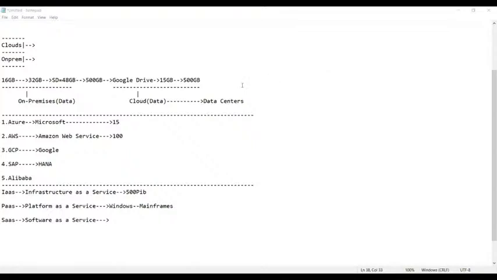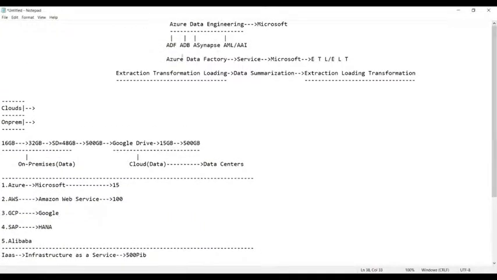Now guys, this point is clear for me, but the next point here is: cloud is clear, everything is clear, but one more thing is not clear, that is called Azure Data Factory. We have not discussed this. As we know, Azure Data Factory is a service provided by Microsoft to perform the job of ETL, which stands for extraction, transformation, and loading.